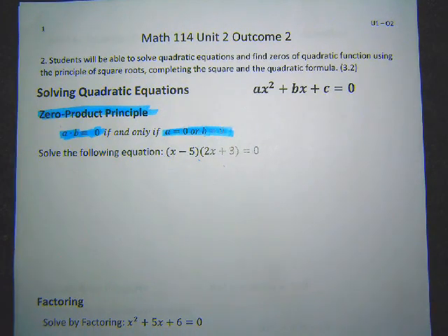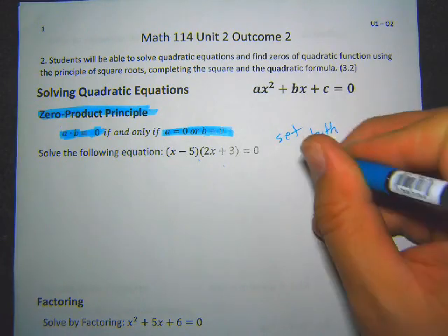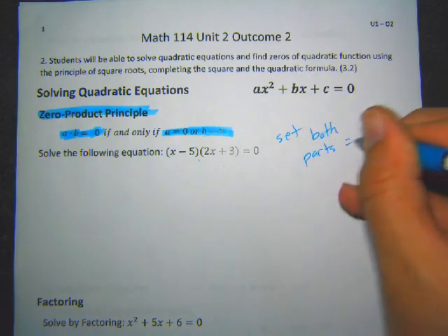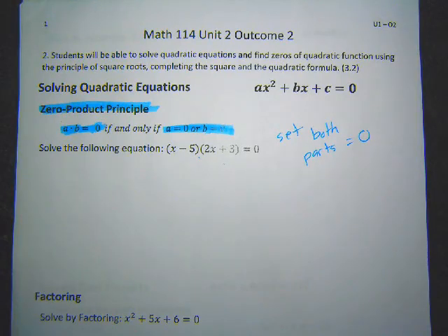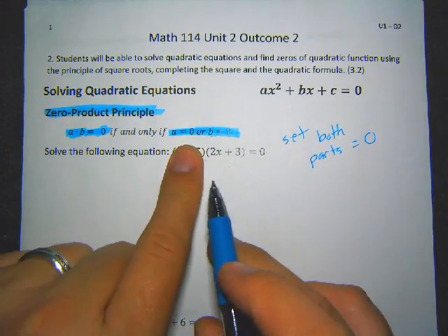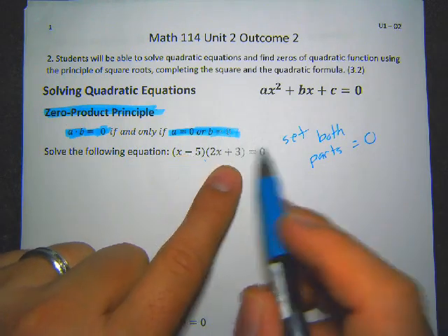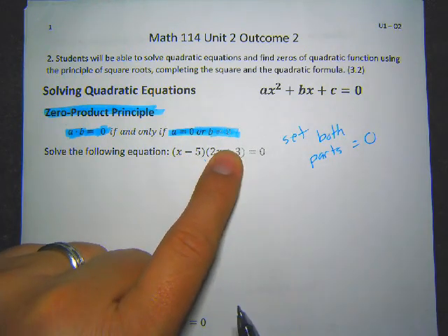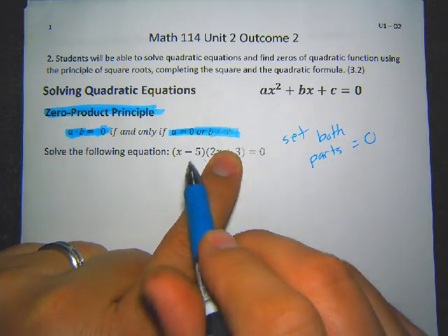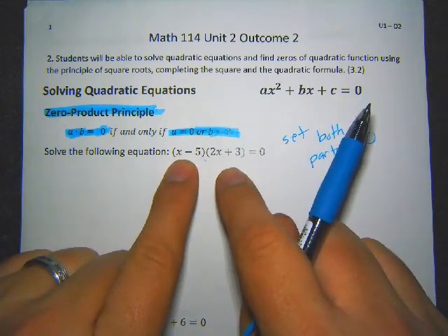Then you can set both parts equal to 0. Because when we're solving an equation like this, we're looking for all the numbers that make it true. So if this expression, x minus 5, is equal to 0, then 0 times this expression will give us 0. So if that's 0, we're happy. If this expression, 2x plus 3, is equal to 0, then that times the first one, 0 times the first one, would give us 0. So if either one of these is 0, we're happy.